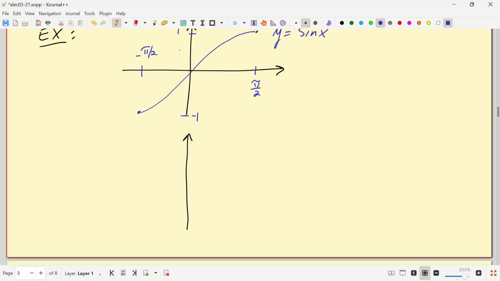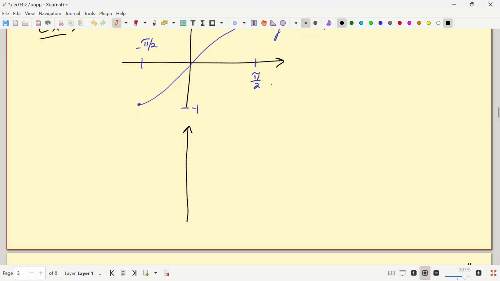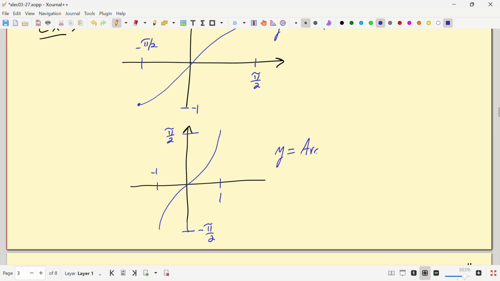And so when I do the 45-degree thing and flip it, I get a function that looks like an s going the other way. That would go, and this would go from minus 1 to plus 1. And these things on the x-axis and the y-axis would be minus pi over 2 to plus pi over 2. And that's the graph of y equals the arc sine.